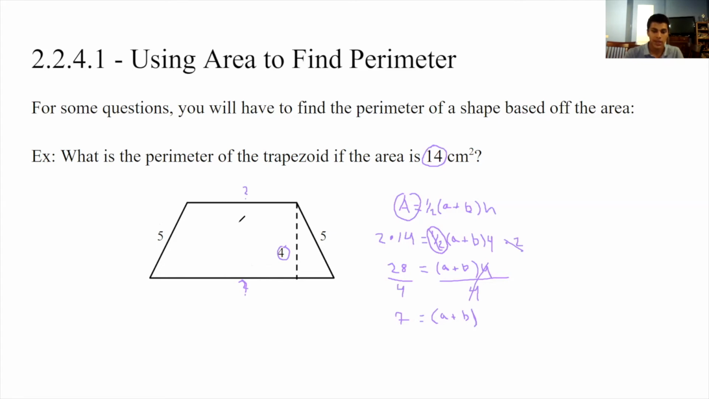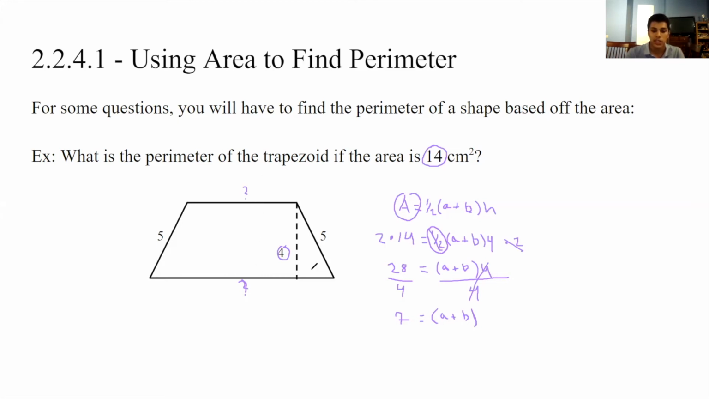So the issue with that is you don't actually need to find the individual lengths of each side. Because remember, perimeter is just the sum of all the lengths of all the sides. So if I know that the sum of these two sides is 7, then I don't need to actually find their individual lengths. As long as I know that they add up to 7, it's okay.